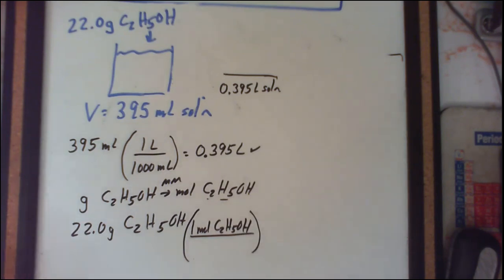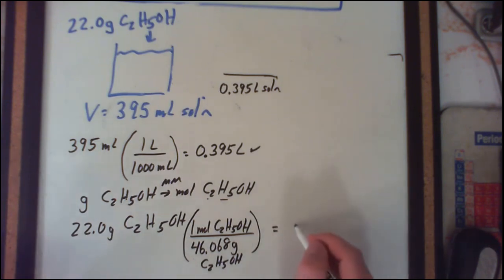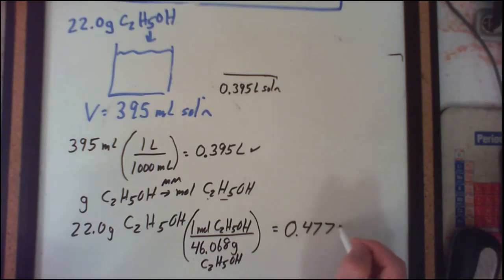has a mass of 2 times the mass of carbon, 2 times 12.01, plus 6 times the mass of hydrogen, plus 1 times the mass of oxygen, for a total of 46.068 grams. So mass divided by molar mass will give me the equivalent number in moles. So 22 divided by 46.068 gives me 0.4776 moles of ethanol.